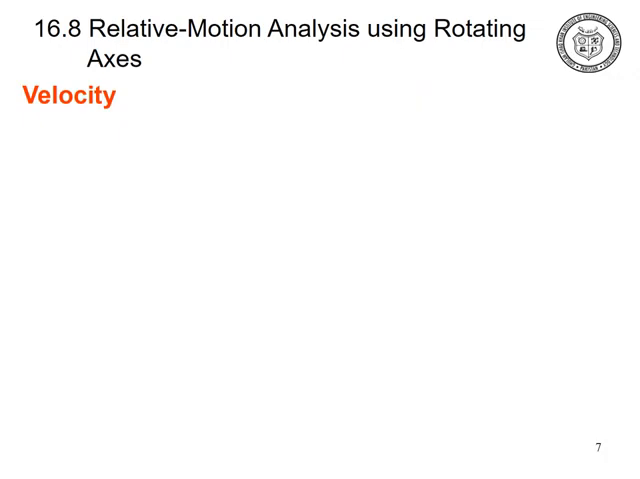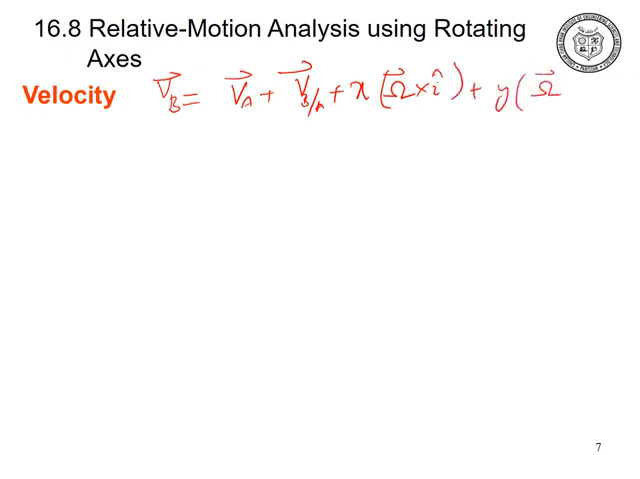So in the previous slide, the velocity equation that we derived was vb equal to va plus vb with respect to a plus x times omega cross I plus y times omega cross j, where omega is the angular velocity for the xy axis, which are on the rigid body. So here we have x times omega cross I and y times omega cross j.